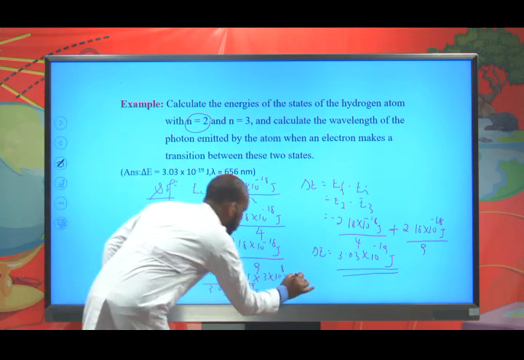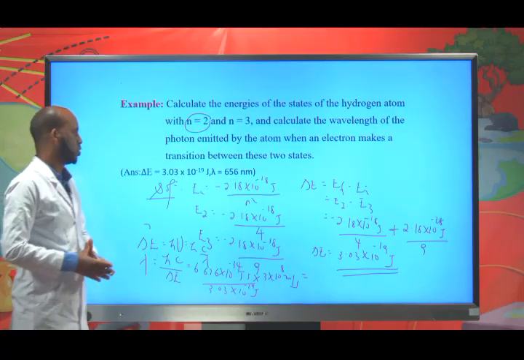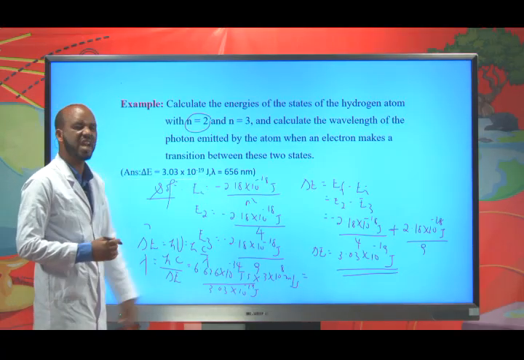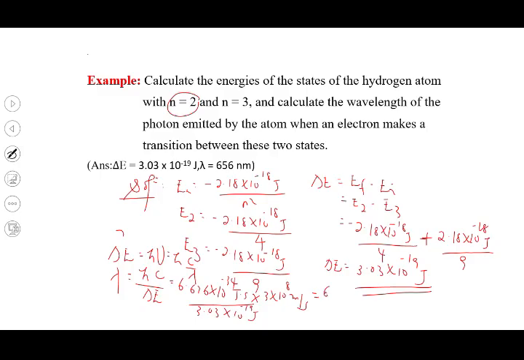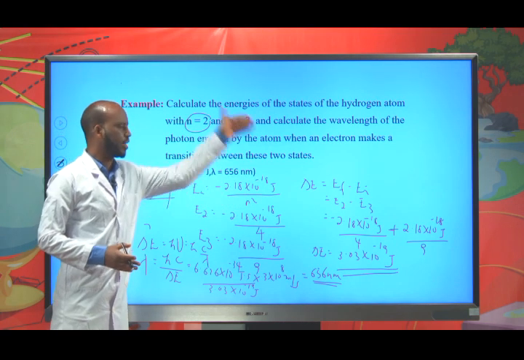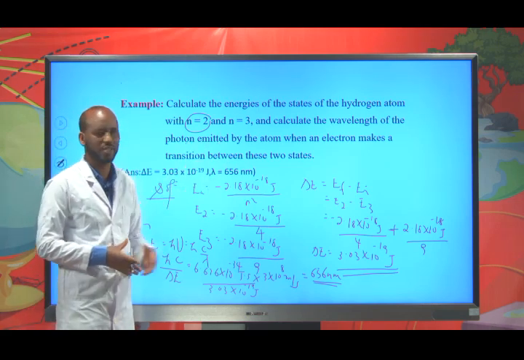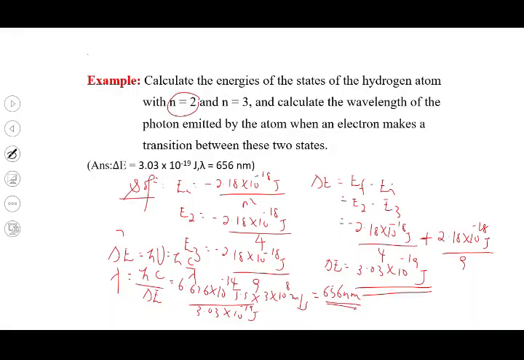Now this gives the wavelength of this photon as 656 nanometer. This is the wavelength of a photon emitted when an electron makes a transition from the third energy level into the second energy level.